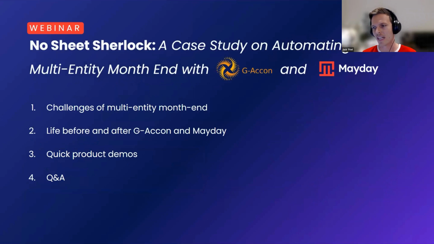So number one is the challenges of multi-entity month-end. What were the things that were causing issues or problems for both Anita and Jonathan in their businesses and clients' businesses, respectively? What was life like after they implemented new systems and software there?